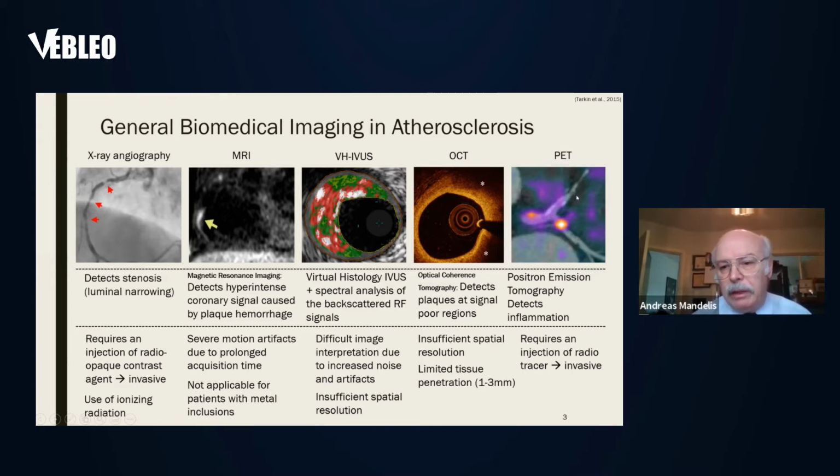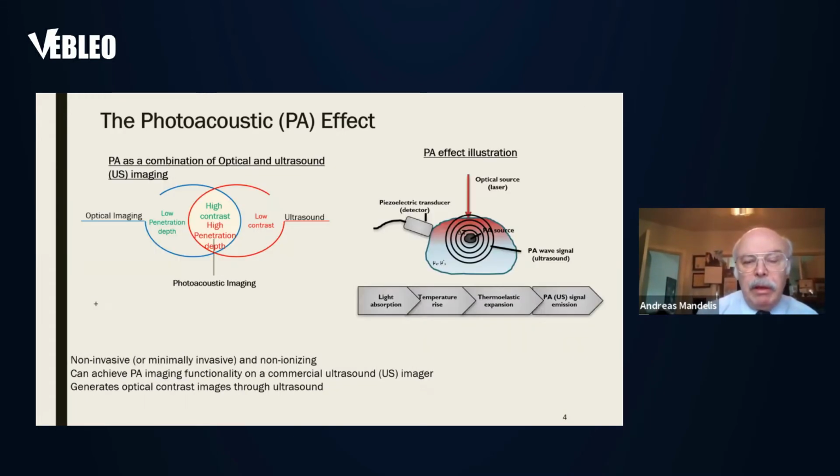So that requires an injection of radio tracers again, and therefore it is invasive. So among all, there has been a big effort around the world to generate new techniques to image the insides of a coronary artery. The technique I'll be talking to you about is one I have been involved in for a number of years, which is the photoacoustic technique. Now, this methodology is actually a very happy compromise, a marriage between optics and ultrasound.